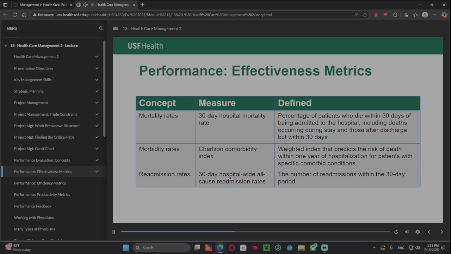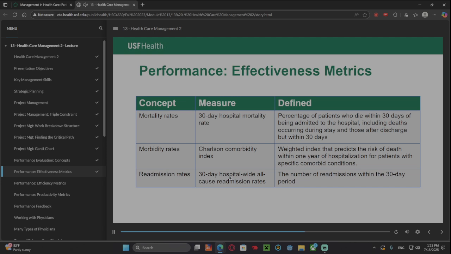Morbidity, or illness, is also an important concept to measure. One way to do that is through the Charlson Comorbidity Index. This is a weighted index that predicts the risk of death within 1 year of hospitalization for patients with specific comorbid conditions. Another common effectiveness measure is readmission rates.